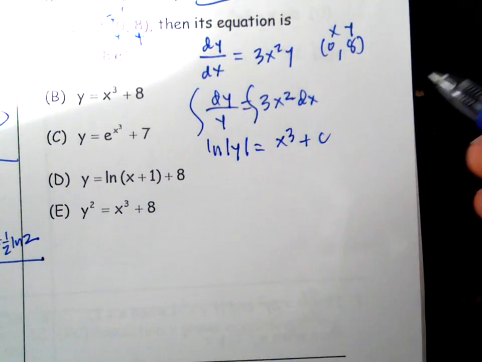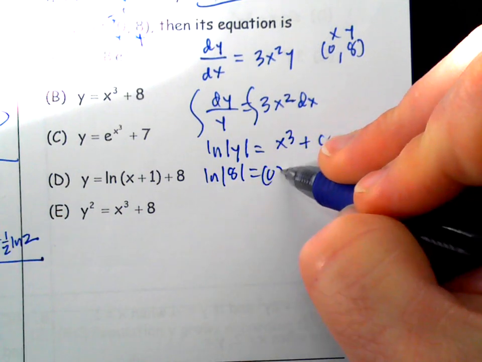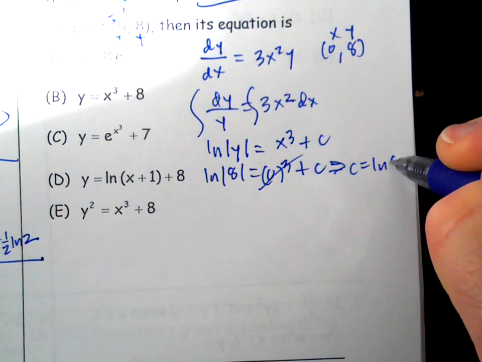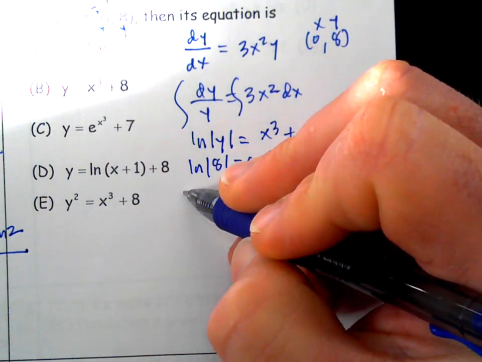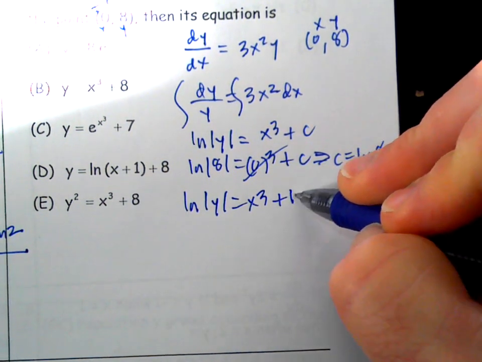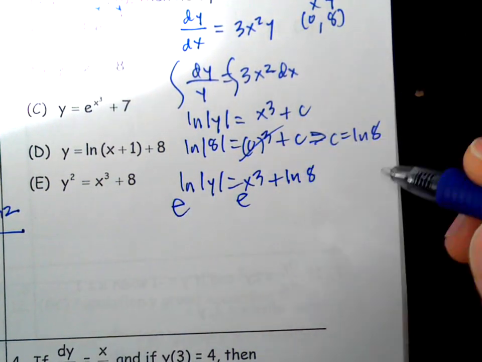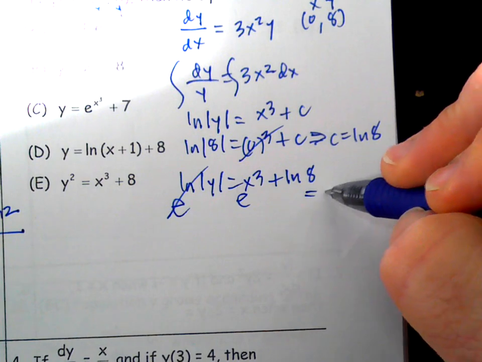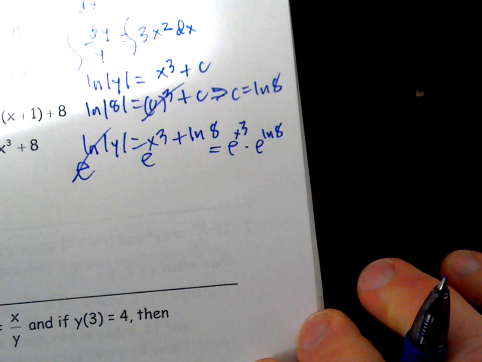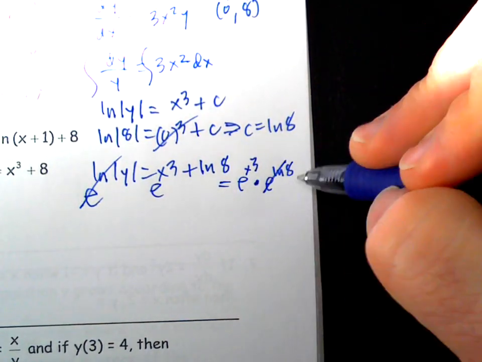Let's find the plus c now. Plug 8 in for y, 0 in for x. So c equals natural log of 8. Rewrite it: natural log of the absolute value of y equals x cubed plus natural log of 8, which seems like a really annoying value, but it's going to work out nicely. Exponentiate both sides. Remember, the rules of exponents allow you to break this up by multiplication, which I think you'll want to do, especially since this is multiple choice, and that's going to just give you 8.